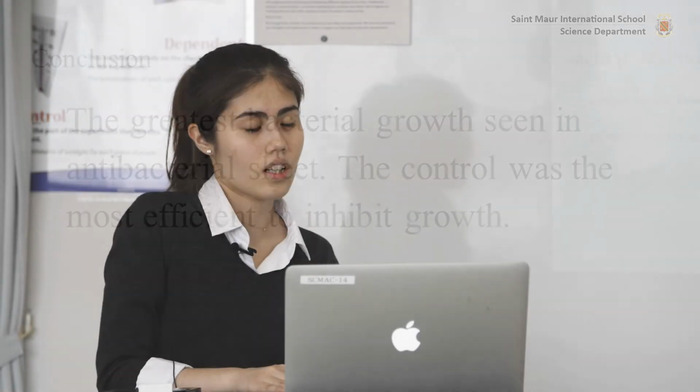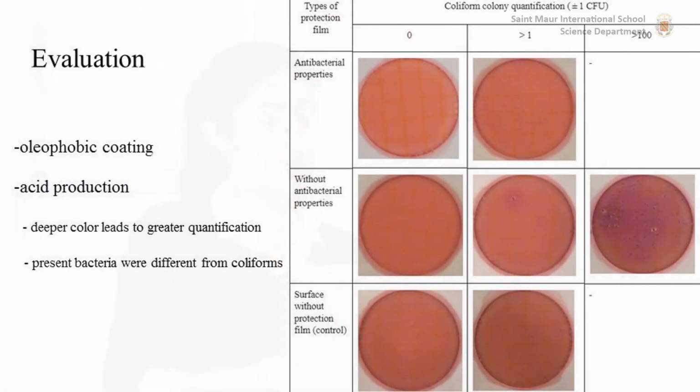As an evaluation, these results can be deduced from several factors, the first one being the oleophobic coating. The tablet I used was an Apple product, in which, when the patent was looked at, it showed that it had some oleophobic coating, which prevented water from being deposited on the surface. And so this lack of water could have prevented the growth of bacteria.